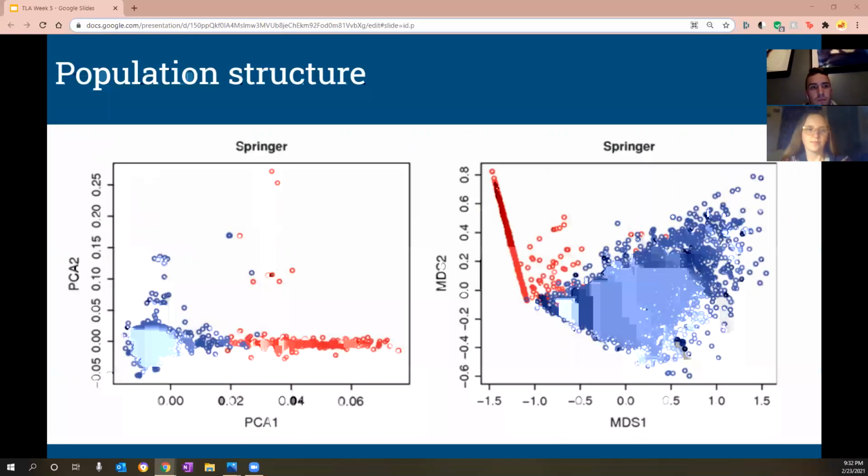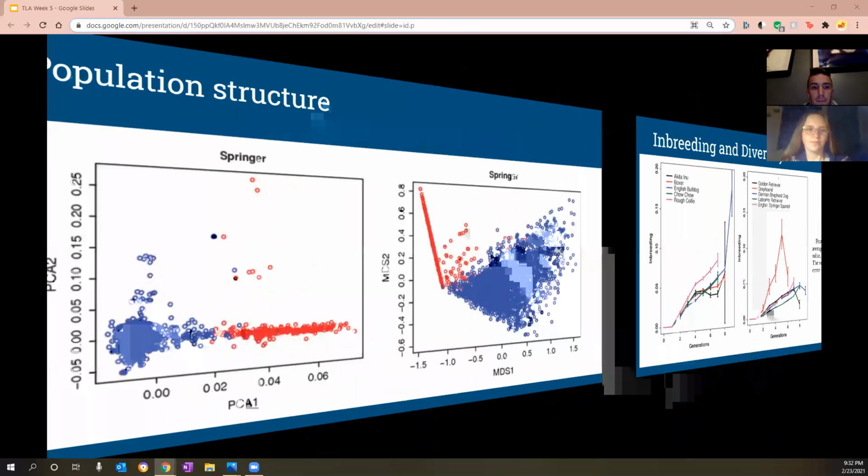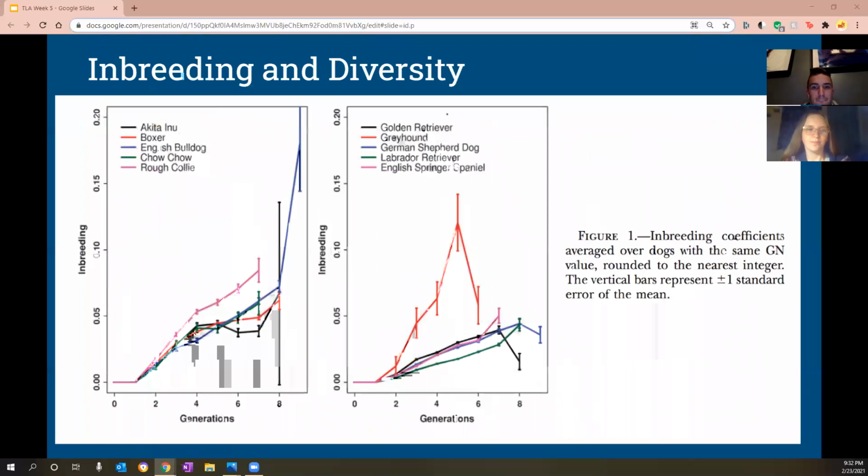So as we can see here, the population structure, the main thing researchers were looking at, was this strong line relationship here and also in the PCA1 relationship, meaning that there was some sort of subbreeding going on. We're running out of time here, so let's go to the next slide. This is the inbreeding and diversity chart. The one thing the readers like to look at here was the Greyhound being so high in generation 5 and also 4. This includes all 10 breeds, but again, we're running out of time.